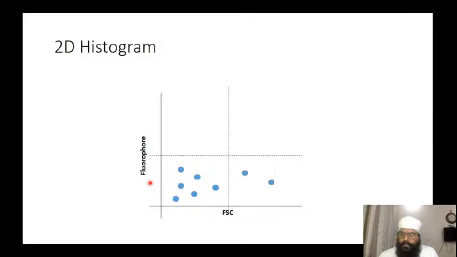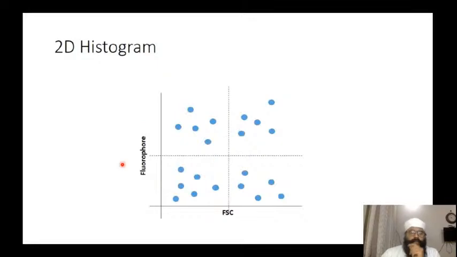When the cell appears here, it means that the cell is not expressing the protein because it has low fluorescence, but it's a big cell because it has a high signal on the forward scattered light. Then when the cell appears here, it means that it's expressing the protein, but it's a small cell. And when the cell appears in the upper right quadrant, it means that the cell is big and it's expressing the protein. So this is what we call the two-dimensional histogram. I can combine two data together and then I get something like this.